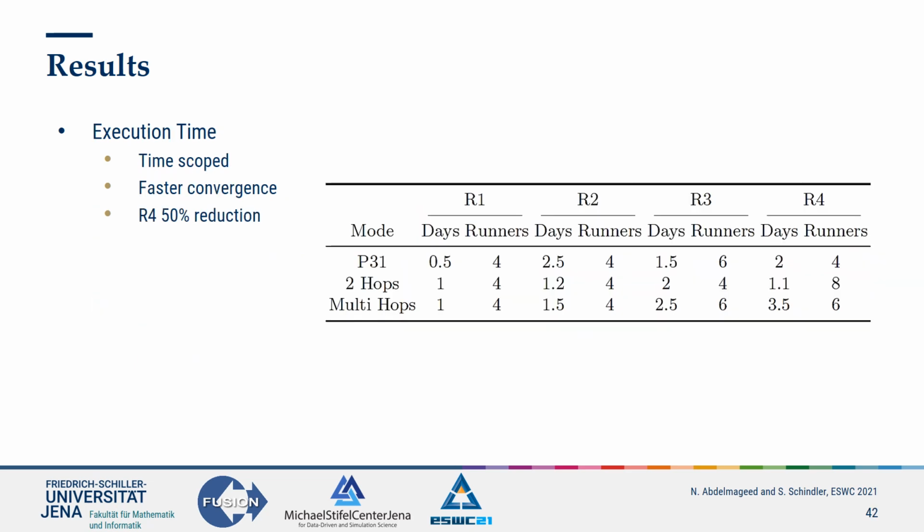For the time analysis, given a scoped execution, for example, we set 1 hour to solve a table, the overall running time converges faster. We have managed to reduce 50% of the required time for the 4th round.